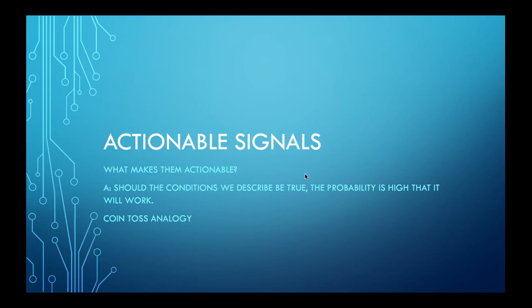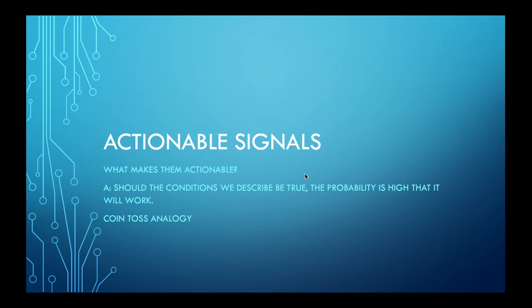Let's get into it. What are actionable signals? What makes them actionable? Should the conditions we describe be true, the probability is high that it will work. So this is like the coin toss analogy. It's not always going to work, but we're stacking the odds in our favor.